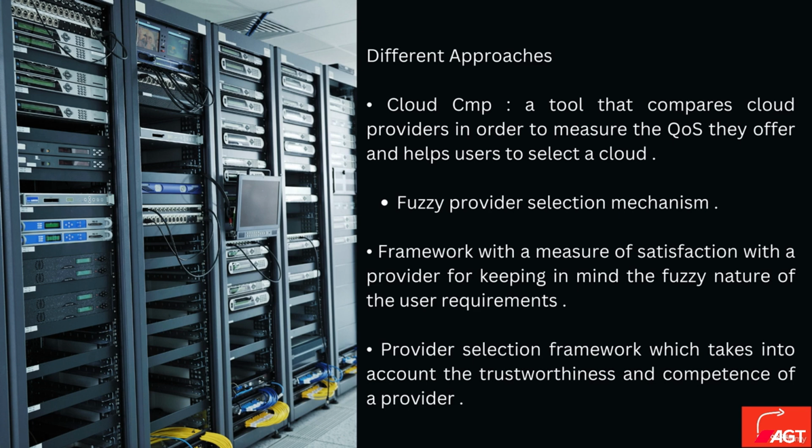A strategy that takes into account the user's pleasure with the provider's QoS levels is the framework with a measure of satisfaction. Based on customer feedback, it determines a measure of satisfaction and rates providers according to their degrees of QoS. The user's opinion of the provider's QoS levels and their entire experience with the provider are both considered in the satisfaction measurement. This strategy can assist companies in choosing a supplier that not only satisfies their QoS needs, but also offers a positive user experience.